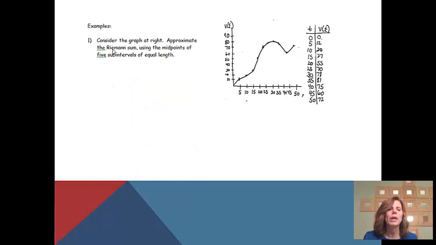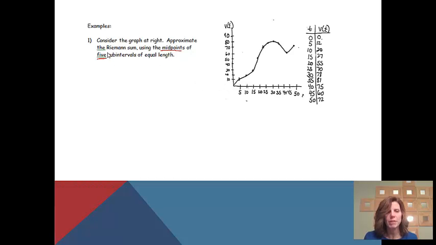Okay, we're going to approximate the Riemann sum for this graph here. So we want to approximate the area underneath that curve using a Riemann sum. And this time we're going to use the midpoint of 5 subintervals of equal length. Okay, there are 3 types of sums that I can find. I can find a left endpoint sum, a right endpoint sum, and a midpoint sum. And I'll show you what that means in just a minute.